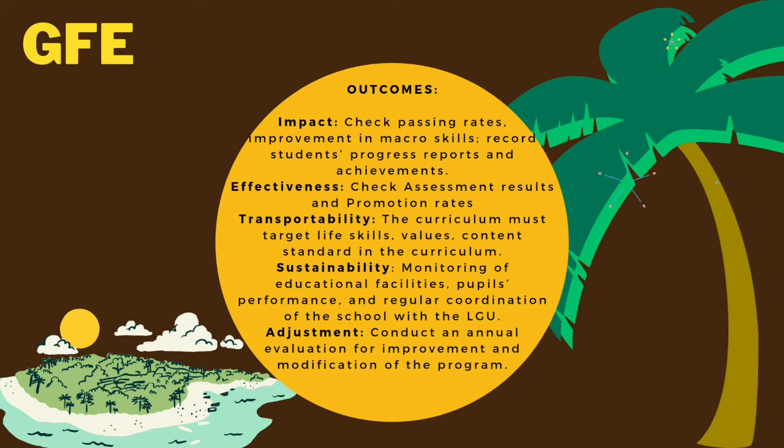Outcomes. For impact, check passing rates, improvement in macro skills, record student progress reports, and achievements. For effectiveness, check assessment results and promotion rates. For transportability, the curriculum must target life skills, values, content standard in the curriculum. For sustainability, monitoring of educational facilities, pupils' performance, and regular coordination of the school with the LGU. And for the adjustment, conduct an annual evaluation for improvement and modification of the program.